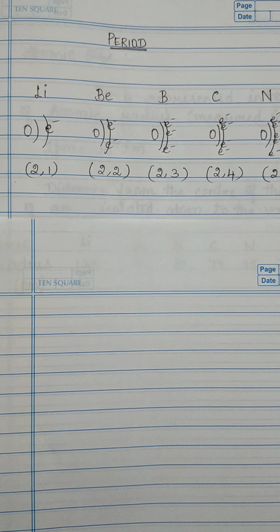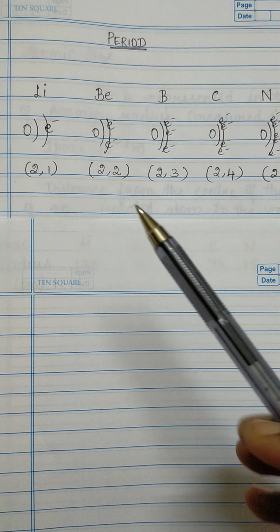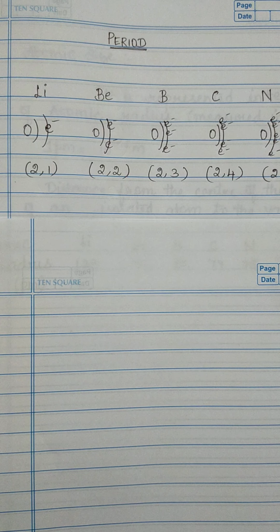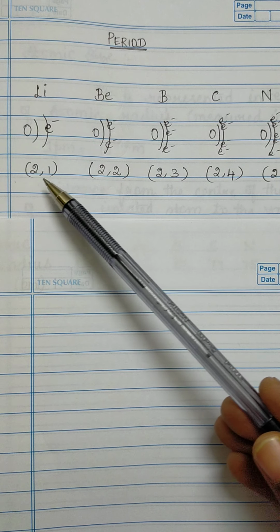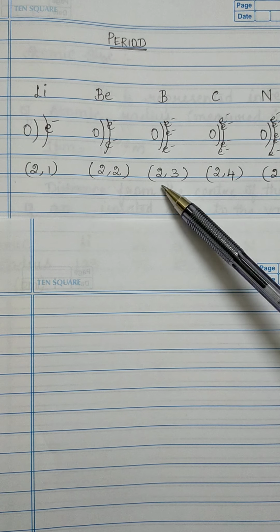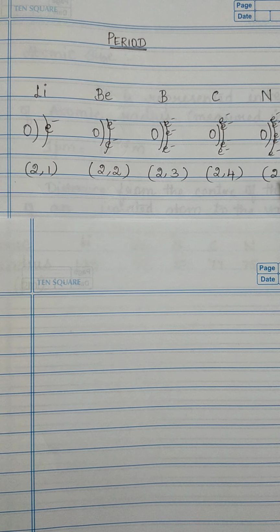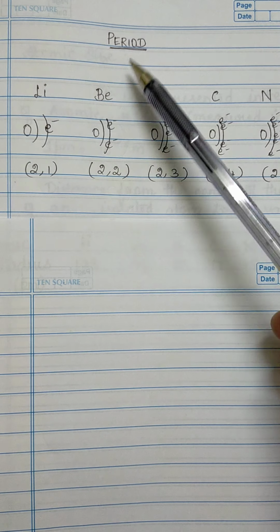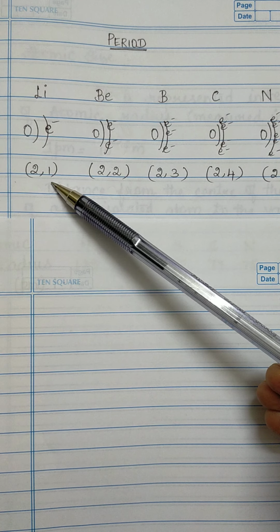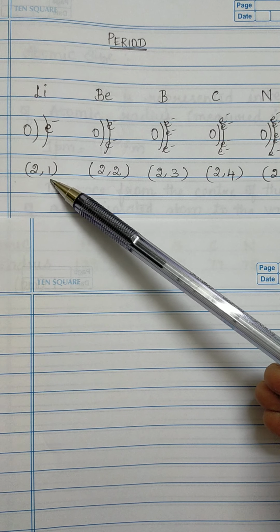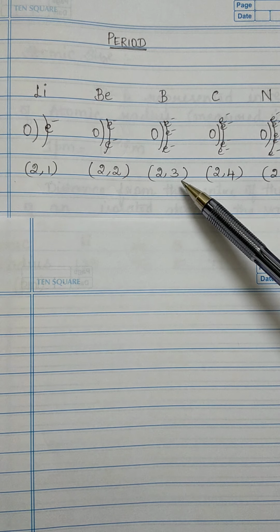Now if you check the period from left to right, this is the second period elements: lithium, beryllium, boron, carbon and nitrogen. If you check the electronic configuration, it is 2,1; 2,2; 2,3; 2,4 and 2,5, because the group number changes, so the valence electron also changes. See, the valence electron keeps on increasing by 1.